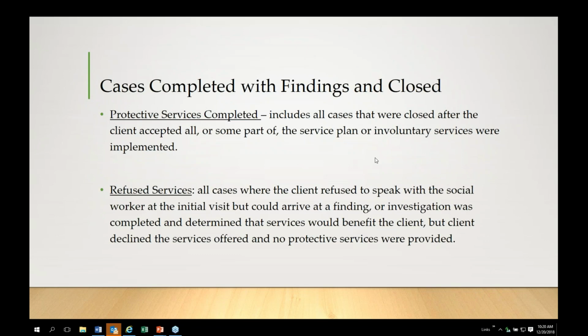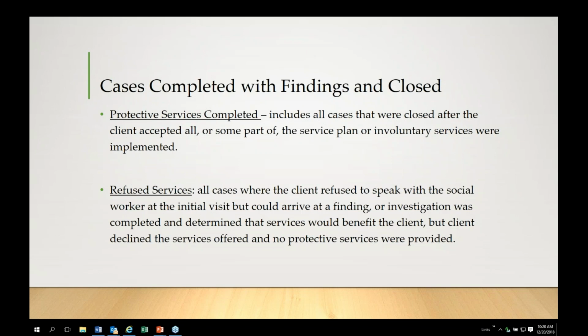So again, I'm going to go over this again because I think that this can be a little confusing. Protective services completed, that's all cases that were closed after the investigation was done and the client accepted all or some part of the service plan and/or involuntary services were implemented. So when we talk about accepting services, this does include those cases where you put involuntary services in place.